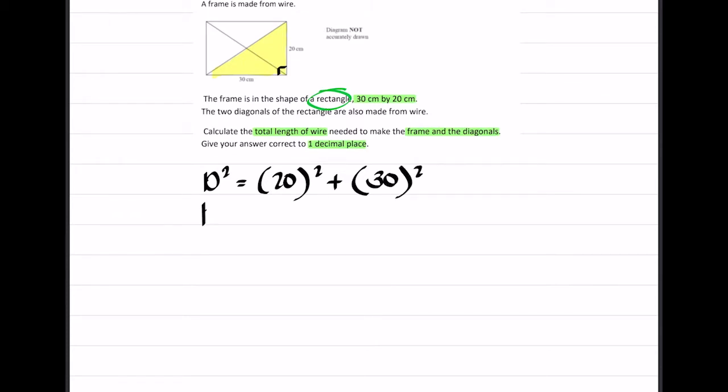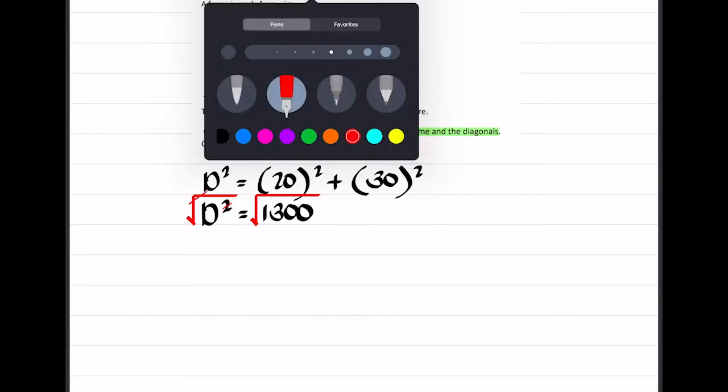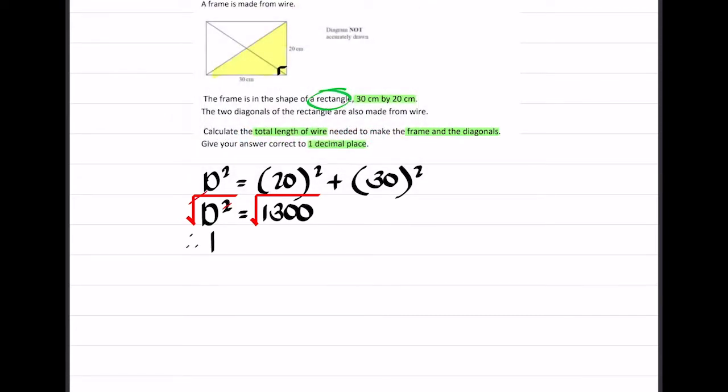So we know that D squared, or the diagonal squared, is equal to 20 squared plus 30 squared, which is 1,300. But I'm not looking for D squared, I want D by itself, so I'm going to square root both of these sides so that the square root cancels with the square. The square root of D squared is D, equal to the square root of 1,300, which is 36.1 centimeters. So that is the length of the diagonal.